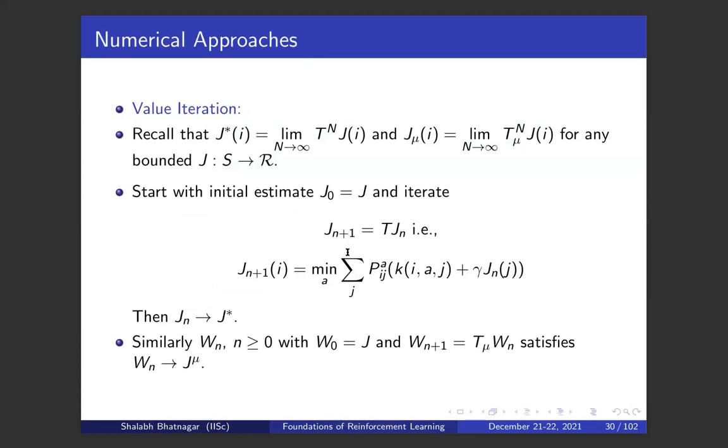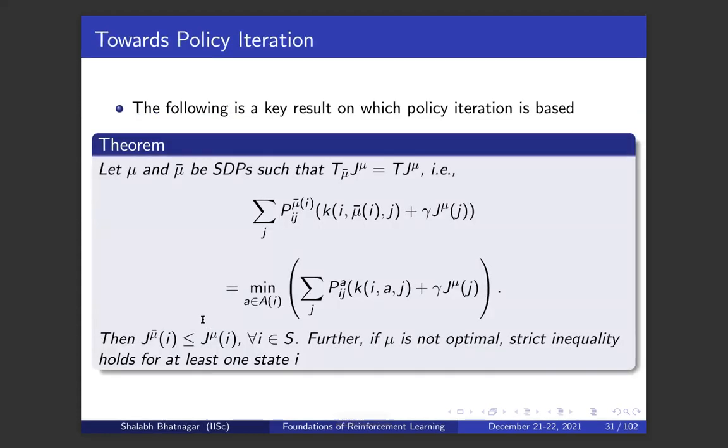Again, in this case, one can go via value iteration, wherein you start off with some initial estimate of the function J0 and then go on iterating in this manner. As J n plus 1 equals T J n, and as n goes to infinity, we know that the J n sequence will converge to J star. Likewise, you can iterate with respect to this operator T mu, which is again a contraction, and therefore if you obtain W n plus 1 as T mu W n, then the sequence W n will converge to J mu as n goes to infinity. Okay, so this is a key result based on which value and policy iteration is based.